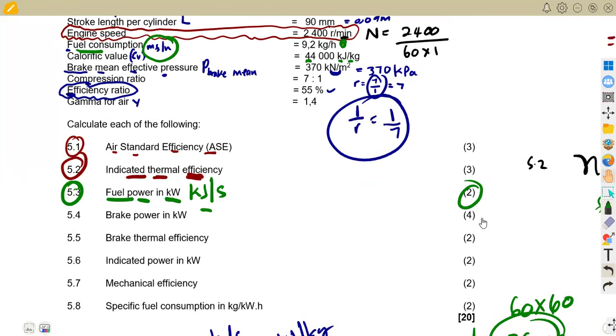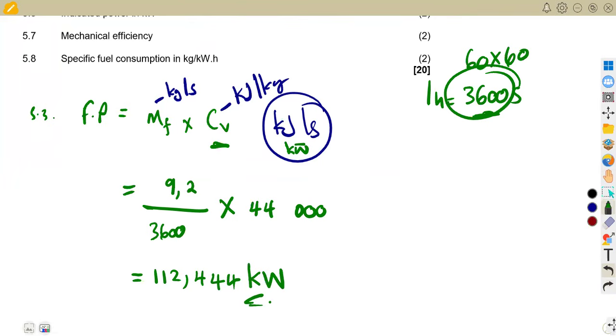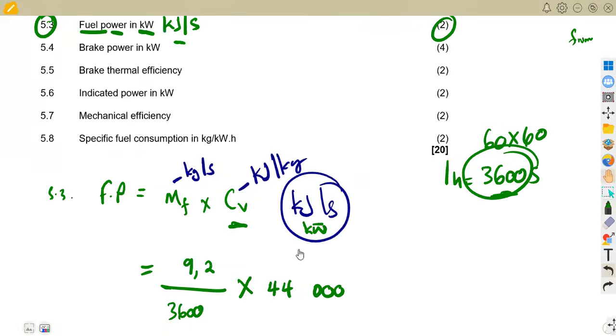We've got 44,000 that we are given there. So that is going to be 44,000 kilojoules per kg, which is per kilogram. So this is going to give us the fuel power in kilojoules per second. And like I said, the kilojoules per second represents the kilowatts. So that's finding the fuel power in kilowatts. And that was going to give us 112.4444, and so on. So that is what you're going to obtain in kilowatts. All right. So that was our 5.3.